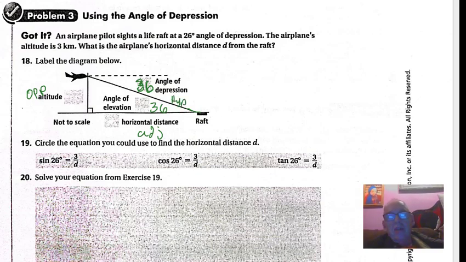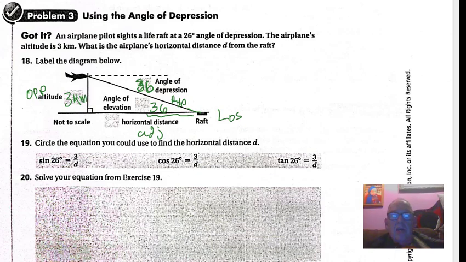So if we were asked to find the distance from the plane to the raft along a straight line, along the line of sight, LOS, we'd be asked to find the hypotenuse, and we would have to use the altitude that they gave us, which is an opposite over the hypotenuse, and we could calculate this distance here along this line of sight. But in this problem, they're asking us to find this horizontal distance, which is actually the adjacent side to the raft. And we know that the plane is 3 kilometers high.